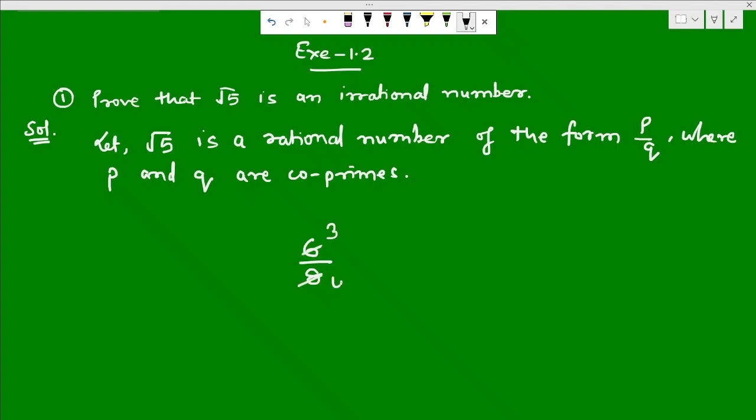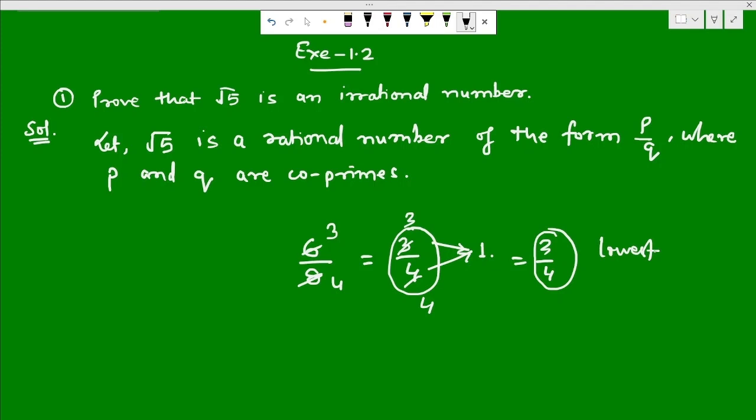2 threes are 6, 2 fours are 8, so we get 3 upon 4. Now this 3 upon 4 can't be simplified any further. Why? Because now they have only one common factor, and that's 1. If we divide by 1, the number will still remain 3 upon 4. It means this is the simplest form, or lowest form, which can't be simplified any further. This 3 and 4 are co-primes.